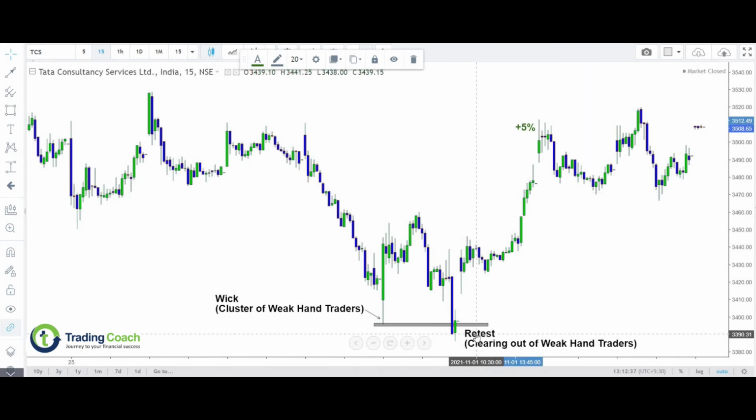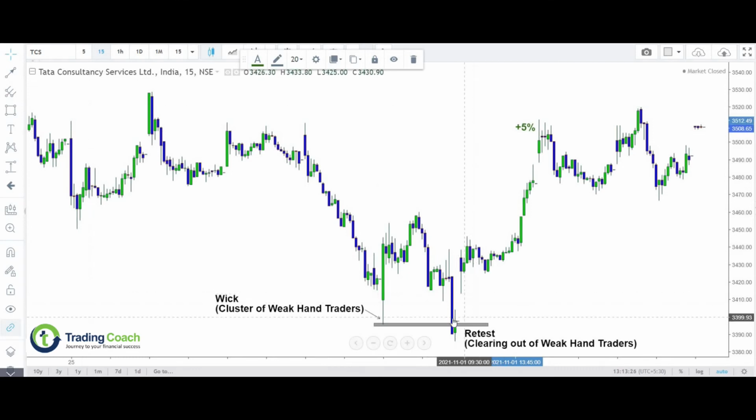Alright, so this is a good example of a bullish wick retest setup. So as I said before, this particular trading setup will have a cluster of weak hand traders, and the market is trying to retest these weak hand traders in order to shake them out of the market, in order to clear out all these weak hand traders. So keep in mind, once you see this kind of price action, once you see a wick and once you see the prices retesting this particular wick, when you see a bounce back, you can quickly go ahead and take a long position.